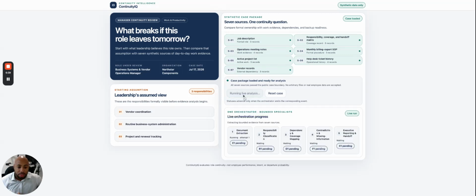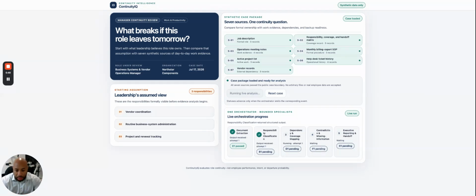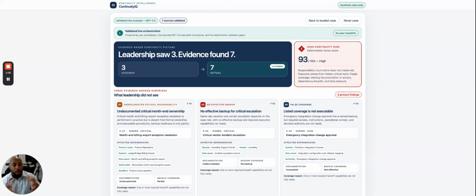And I'm going to run this through an orchestrator that is working with 5 GPT 5.6 agents that are responsible for: 1, document extraction, responsibility classification, dependency and coverage, contradiction and missing information, and then finally the executive reporting and handoff. And so the goal of this is to analyze this business systems operation manager role at a company called North Star, in order to find out what is its risk score.